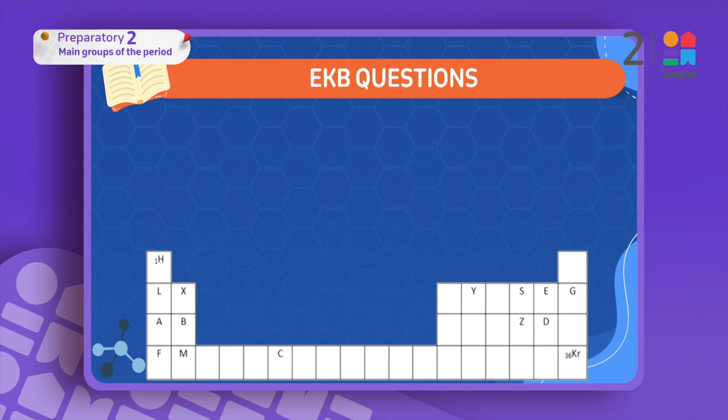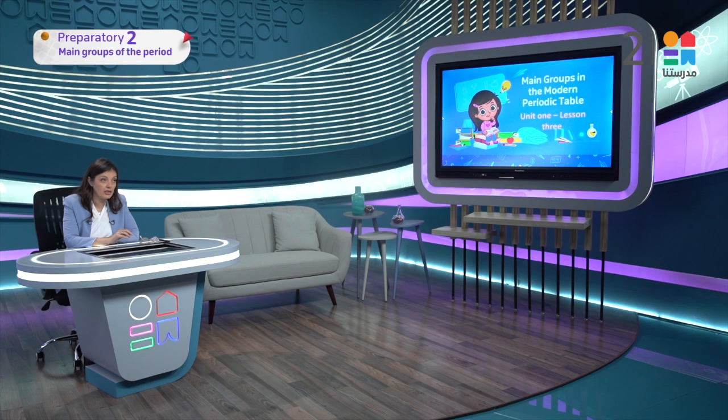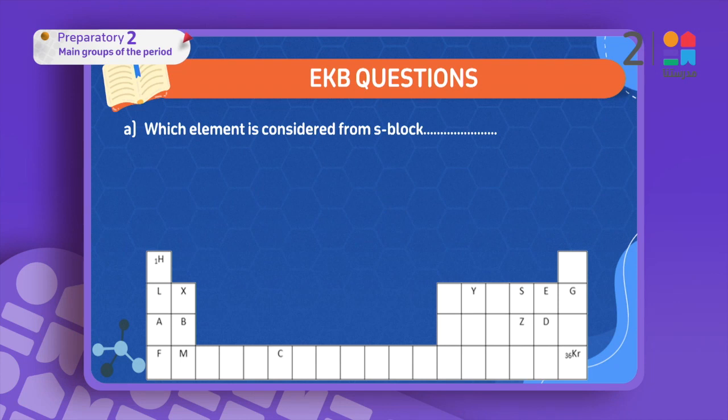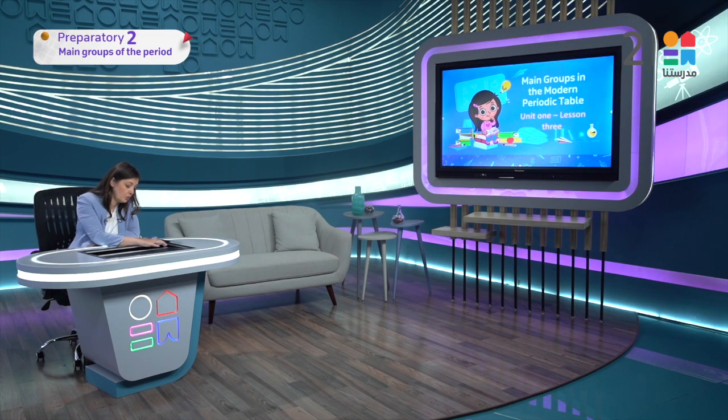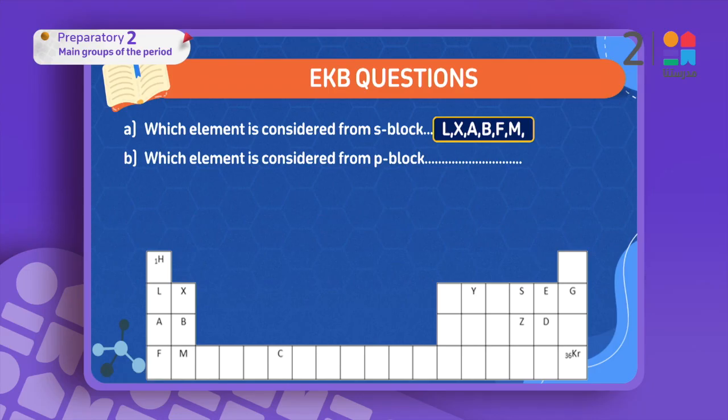Now, as usual, we may have such a question where we have a part of the table and we are going to talk about some of the elements in this table. First question is telling us which elements are considered from S block. Let's see, nominate all the elements that are in S block. Good, they are all in S block: L, X, A, B, F, and M. Okay, what else? Which elements are considered from P block? All the right side elements, Y, S, E, Z, and D, they are all in P block.